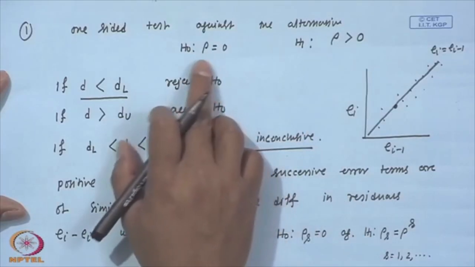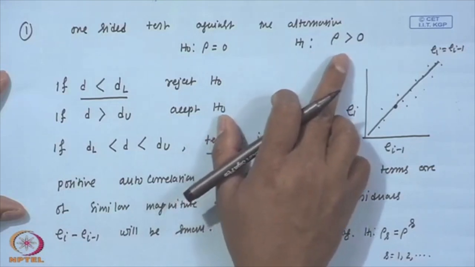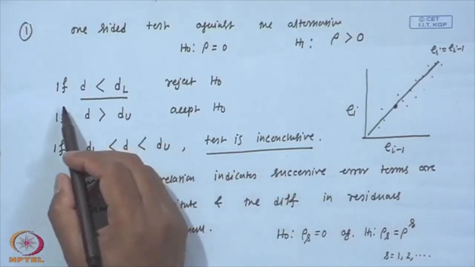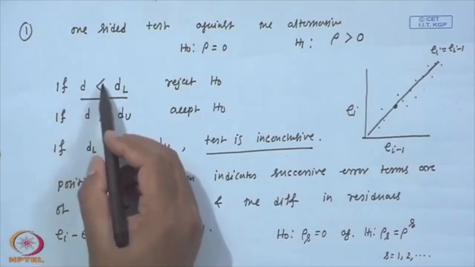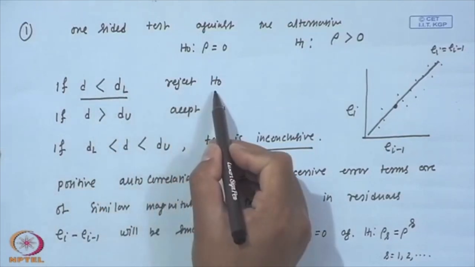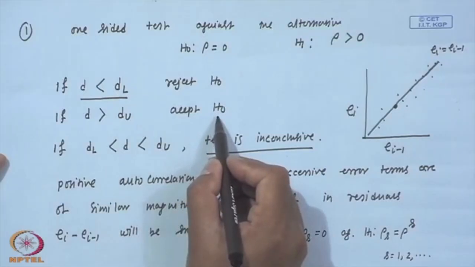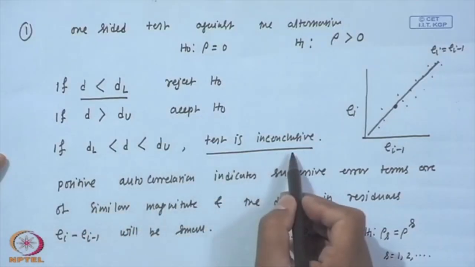Once rho is equal to 0, if the null hypothesis is true, then rho S is going to be 0. If the alternative hypothesis is true, that means rho is greater than 0, then the original hypothesis says that rho S is greater than 0. That means the data has positive autocorrelation. Well, you have the Durbin-Watson test statistic value D, and if D is less than D L, you reject H naught. If D is greater than D U, then you accept H naught, and if it is between D L and D U, the test is inconclusive.